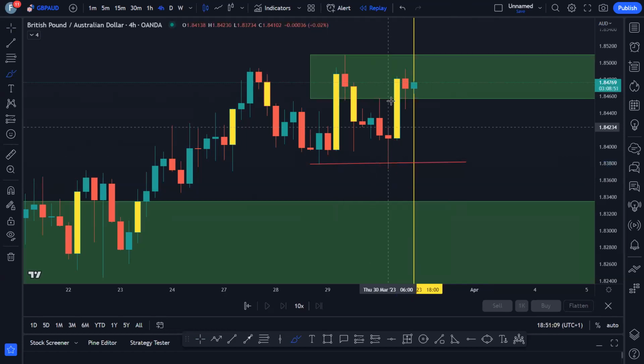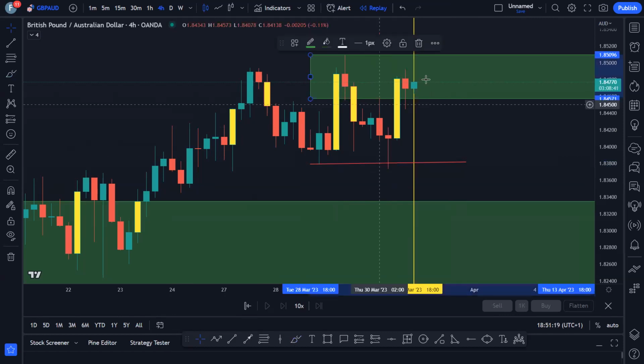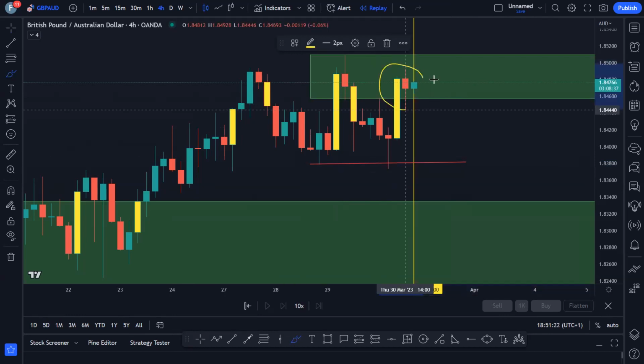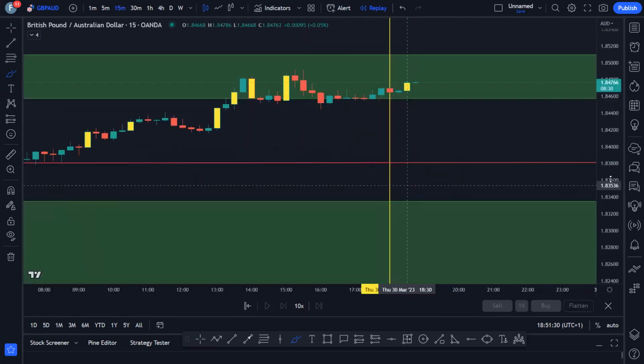So into a supply zone rather. So that's why I highlighted this particular zone here. So price is currently now in a supply. And in that supply, we want to be looking for opportunities to sell. Okay. We go to 15 minutes, look for sells.